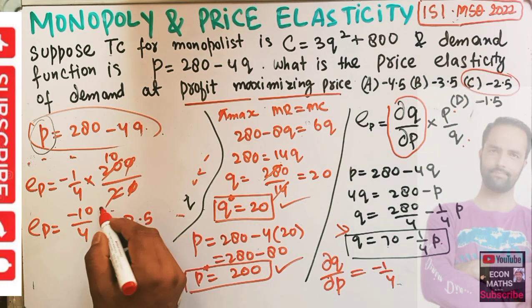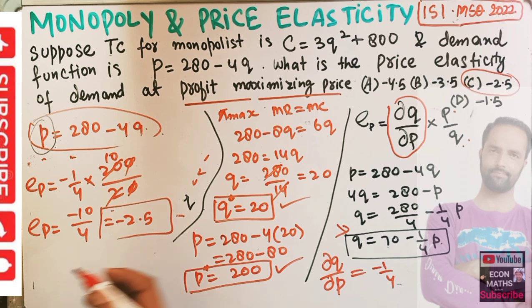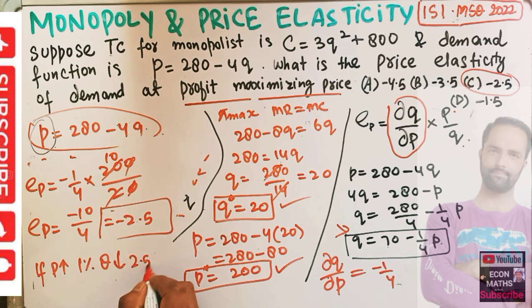And how do we interpret this -2.5? Simply, it says if price increases by 1%, quantity demanded will decrease by 2.5%, and vice versa. I hope I made myself clear in this video.